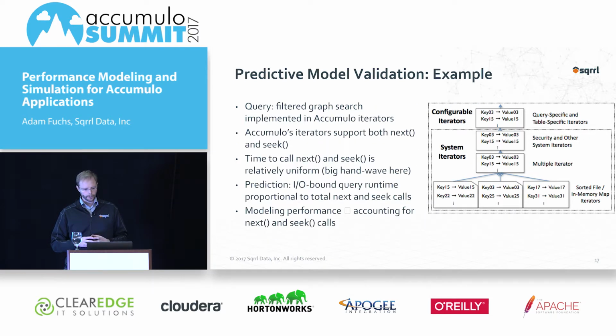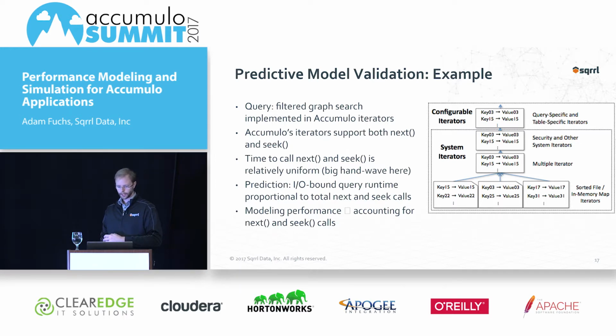OK, so an example that we're going to use for predictive model validation is I've got a query system inside of Sqrrl. And what we do inside of that query system is we perform a lot of index intersections inside of iterators in Accumulo.